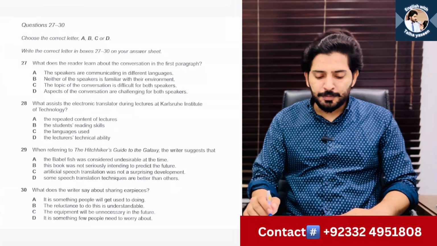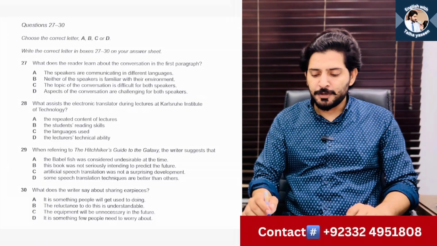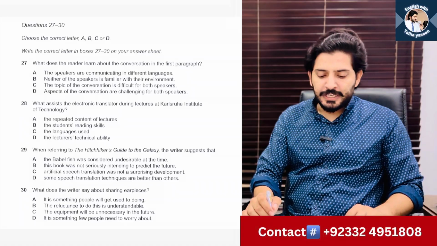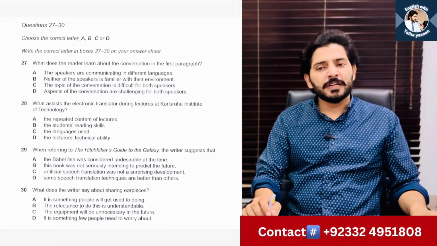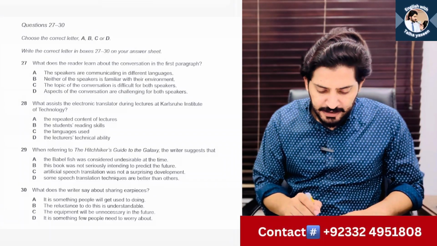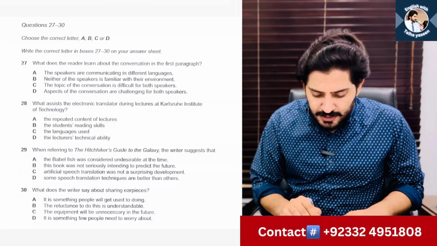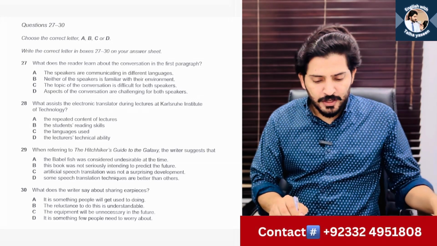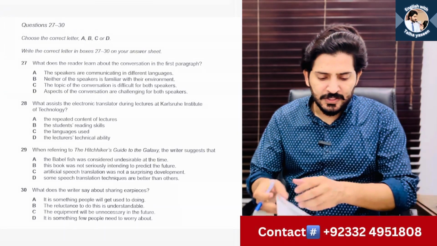While reading multiple choice questions, you must keep in mind: read the question, but do not read the options. Otherwise, you'll get confused. So question number 27: what does the reader learn about the conversation in the first paragraph? So let's read the first passage.